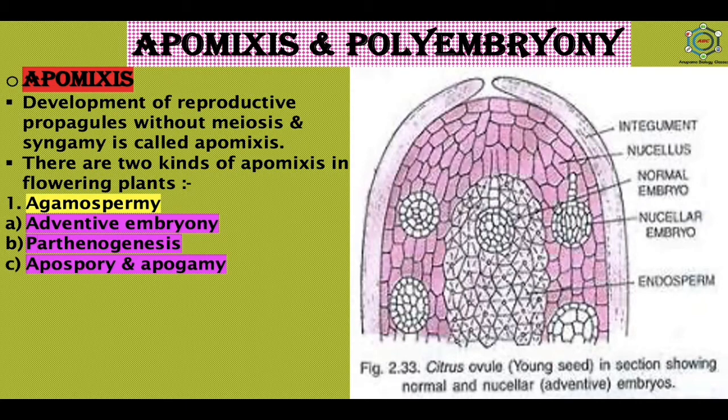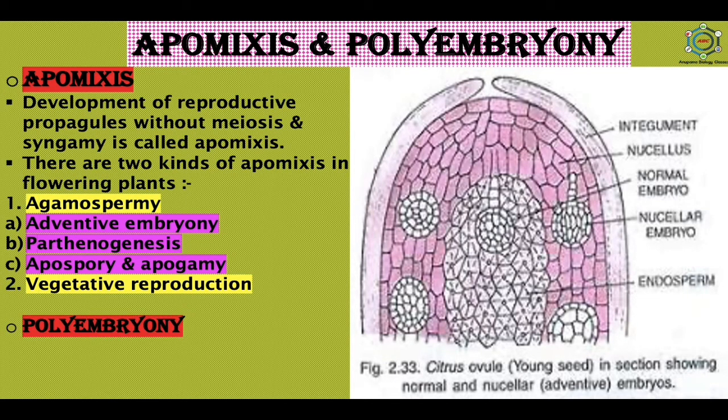And what is adventive embryony? The formation of embryo directly from the diploid sporophytic cells, that is the nucellus or integument, which you can see in the picture, that means nucellar embryos, is called adventive, like in the case of citrus. Parthenogenesis is the formation of embryo from the unfertilized egg, and apospory and apogamy is the formation of embryo from any other cells of the embryo sac without fertilization. And the second part of apomixis is vegetative reproduction, which we discussed earlier.